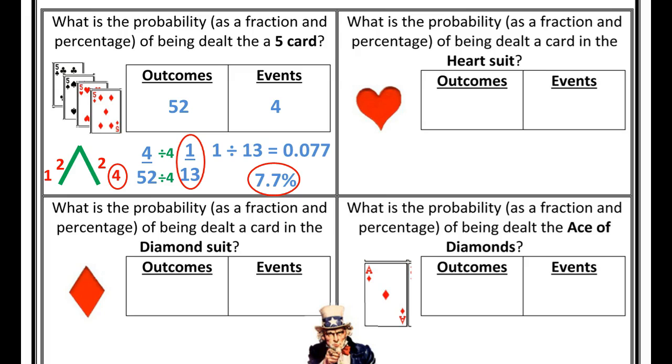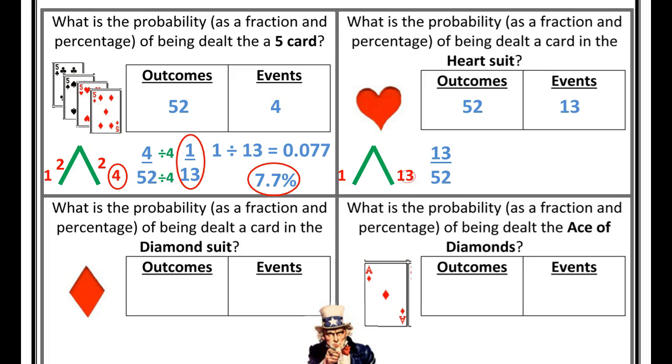What's the probability, as a fraction and percentage, of being dealt a card in the heart suit? Well, we know that there's 52 cards altogether, 4 suits. So if I divide 52 by 4, I get 13 cards in each suit. That means that there's a total of 52 outcomes, and 13 of those cards are hearts.